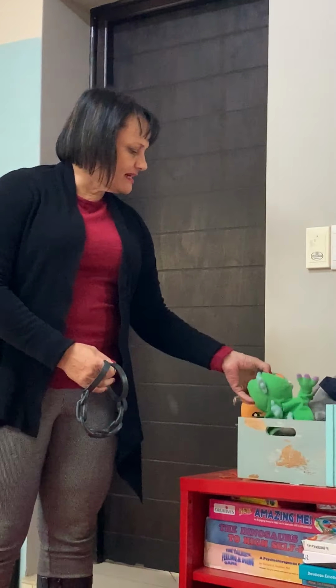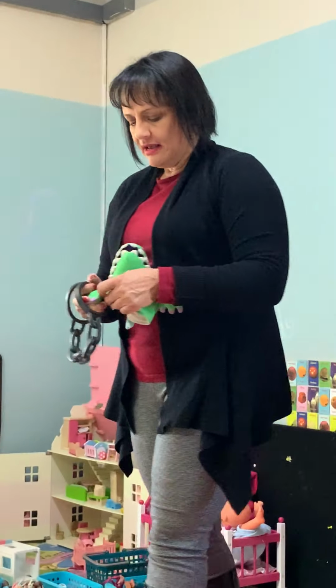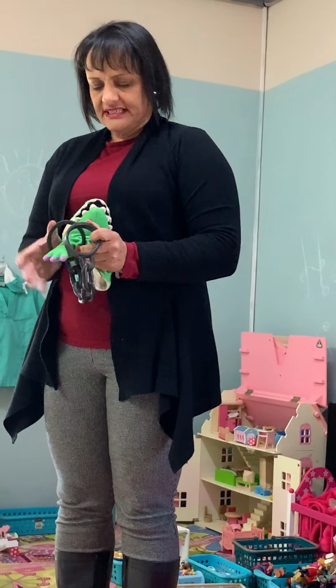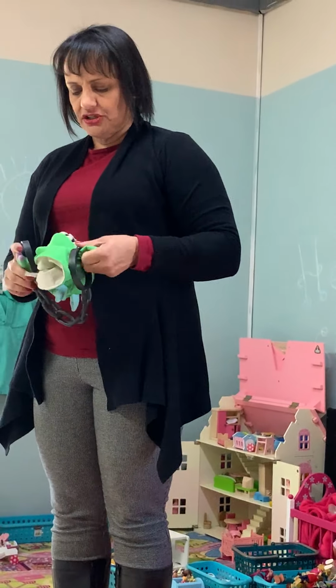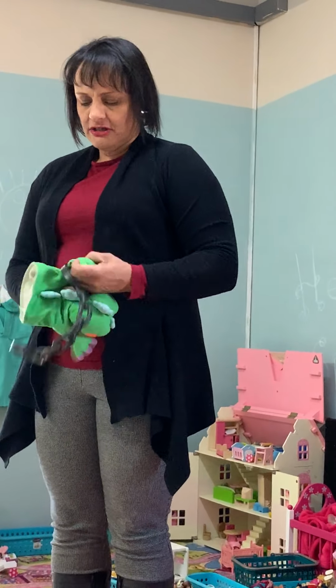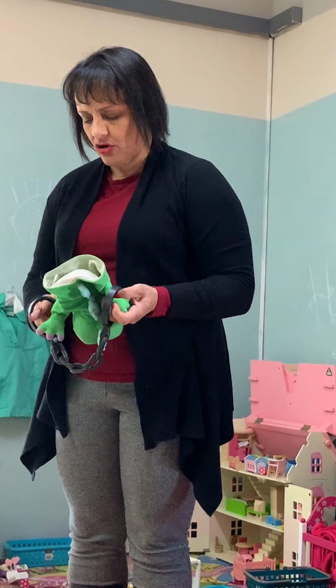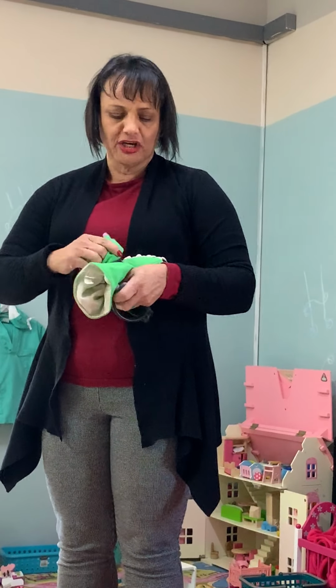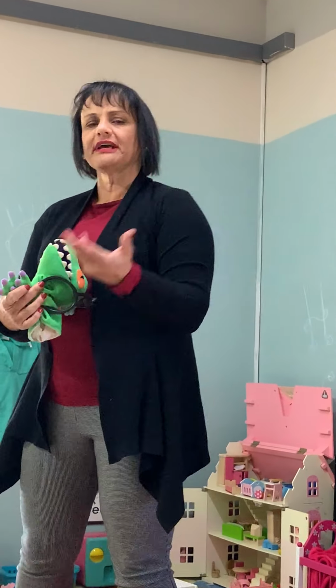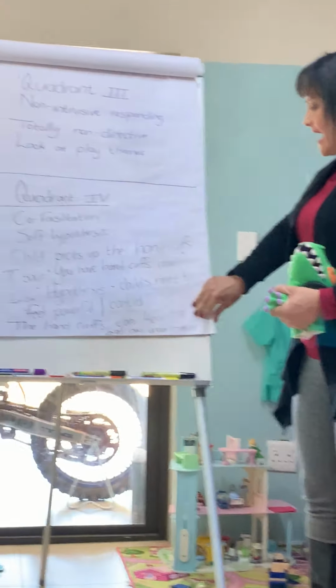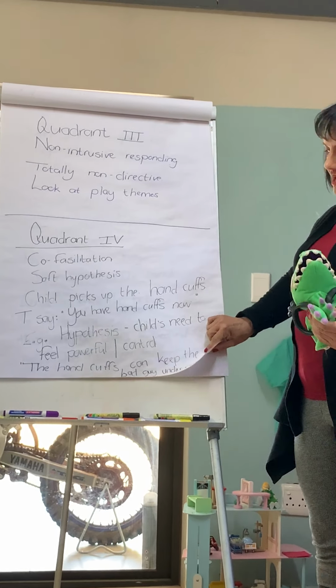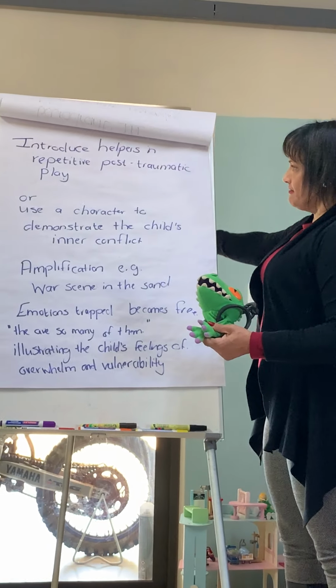So let's say the child takes the cuffs and goes and finds, in this case, a puppet, and the child says, this is a bad puppet and I'm going to use the cuffs to make sure that he can't come and hurt anyone anymore. And your reflective response would be, the cuffs can keep the bad guy under control and can keep you safe.